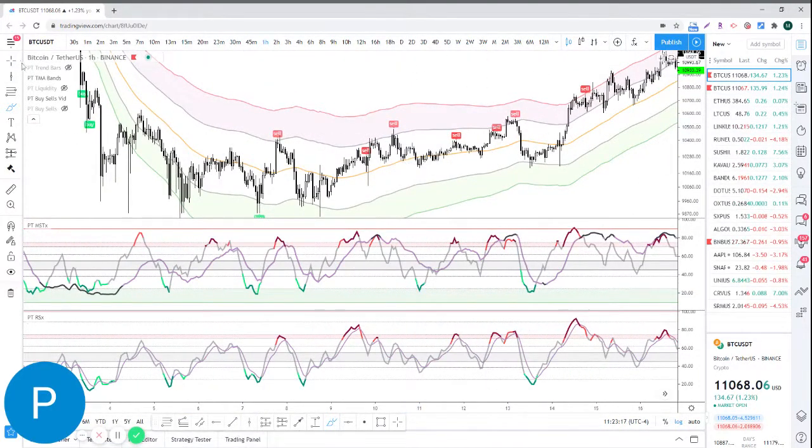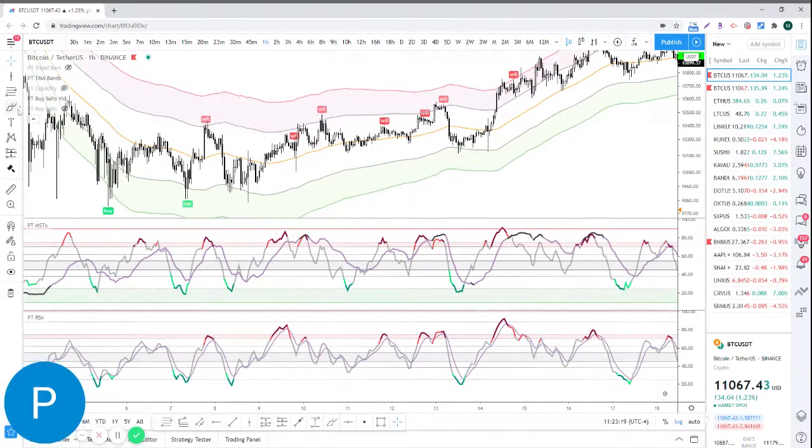I don't take any signals in the middle. I avoid all signals in the center over here. I don't care, I don't take them. It's not worth it for me. I only take signals that are close to the top, like this. I don't take anything that's close to the equilibrium. It doesn't make any sense to me.